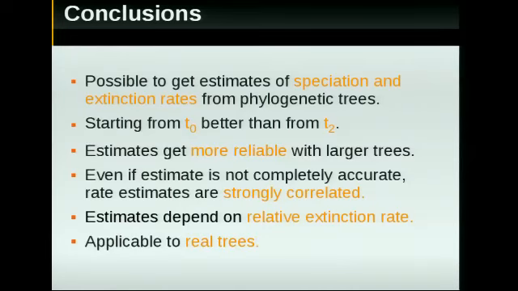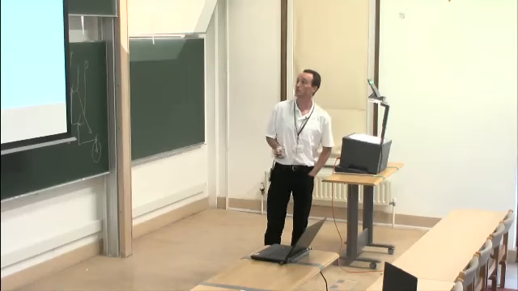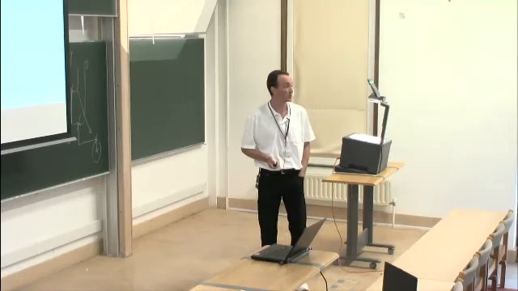We can look at real data sets, real trees, and try to infer something from that. So the main open questions that we still have, as I already mentioned: what does the symmetry in the likelihood surface mean? Does it have a biological meaning at all? Is it just an artifact of the mathematics? Does it maybe mean that our model is too simplistic? We don't really know. And also, what causes this really strong correlation between the estimated speciation and extinction rates?